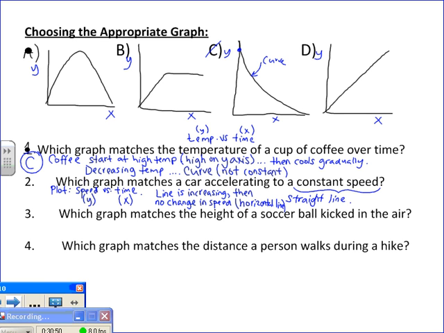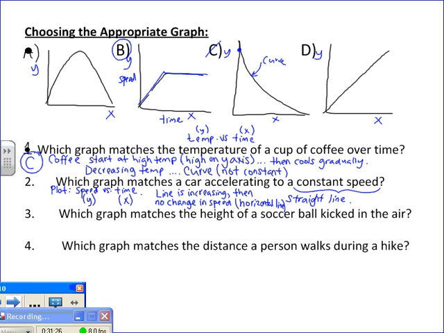Okay, so let's look at our graph up top. Definitely it's not going to be A, because in A I see that I would be increasing in my speed, but then I'd be decreasing in my speed. Graph B looks pretty good, because if this was speed versus time, I would be increasing in speed, and then I would stop and be at a constant speed for the rest of the time. So graph B definitely matches.